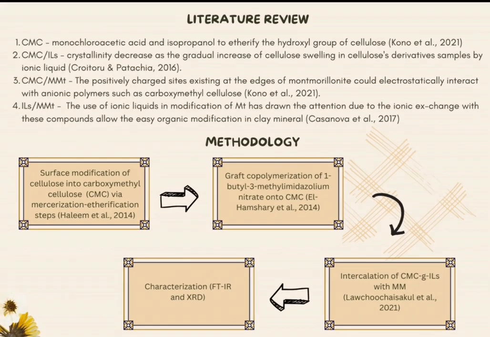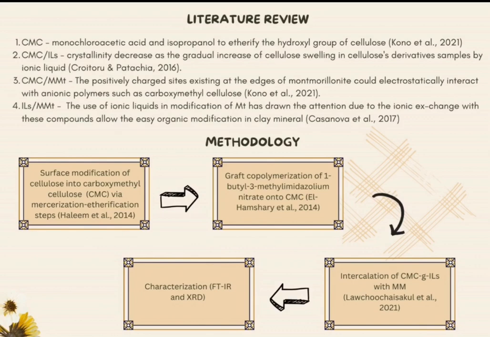Okay, so for the literature review for CMC, it said that monochloroacetic acid and isopropanol were used to modify the hydroxyl group of cellulose. For CMC with ionic liquid, it was said that crystallinity decreased as the gradual increase of cellulose swelling in cellulose derivatives was hampered by ionic liquid.